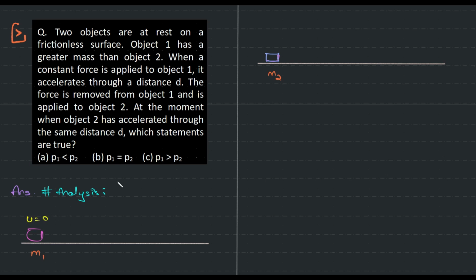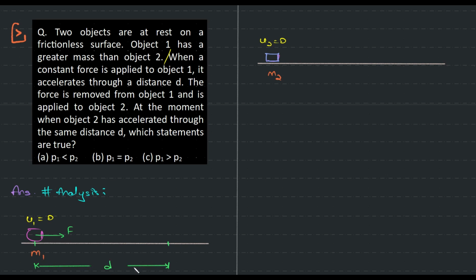So we are talking about time 0 over here. When the constant force is applied to object 1, it accelerates through a distance of d. So from here till here, this distance happens to be d. So we are pushing from this point to this point.